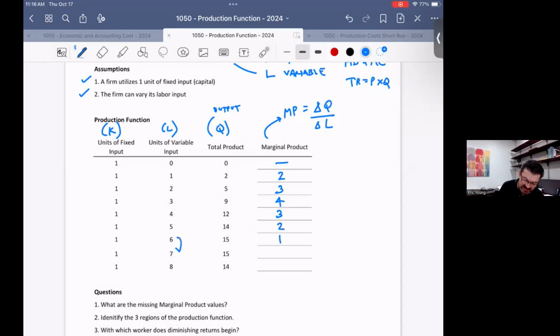Look what happens from 6 to 7. Output stays the same. So there's no change. That's a 0. And look at this. When we go from 7 workers to 8 workers, something weird's going on. We actually lose pizzas. We had 15 pizzas with 7 workers. We add the 8th worker. Now we have 14. We actually lost pizzas.